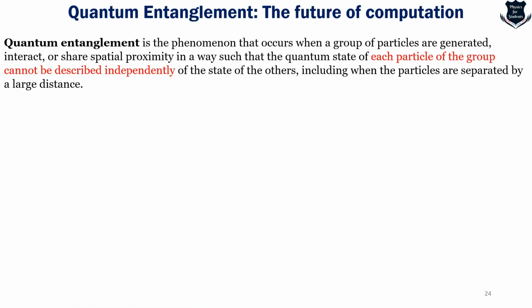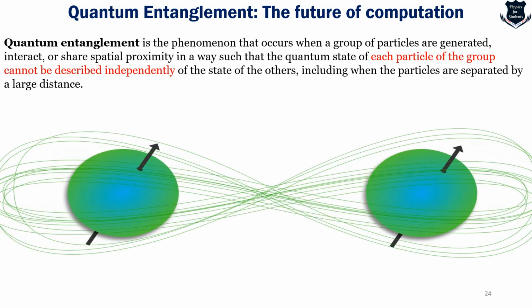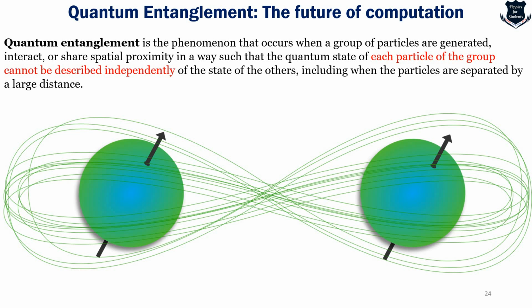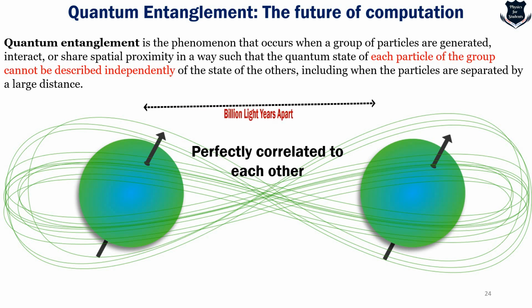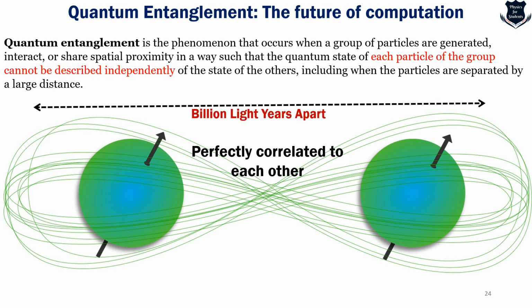So the definition says it is a phenomenon where the quantum state of each particle of the group cannot be described independently. That means one is entangled in relation with the other, including when the particles are separated by a large distance. So let us say these two particles are separated by a huge distance, for example billions of light years, but they're perfectly correlated to each other.